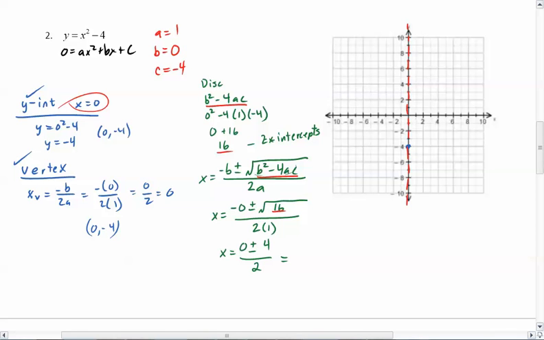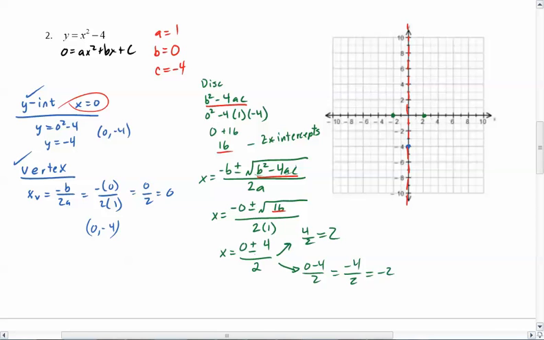So now we've got two different pieces. We've got 0 plus 4, which is 4 over 2, and we've got 0 minus 4 over 2, which is negative 4 over 2. So that gives me negative 2, and this one gives me positive 2. So my x-intercepts are positive 2 and negative 2. So now I've got 1, 2, 3 points. At this point, I need two more because I'm supposed to have 5 points.